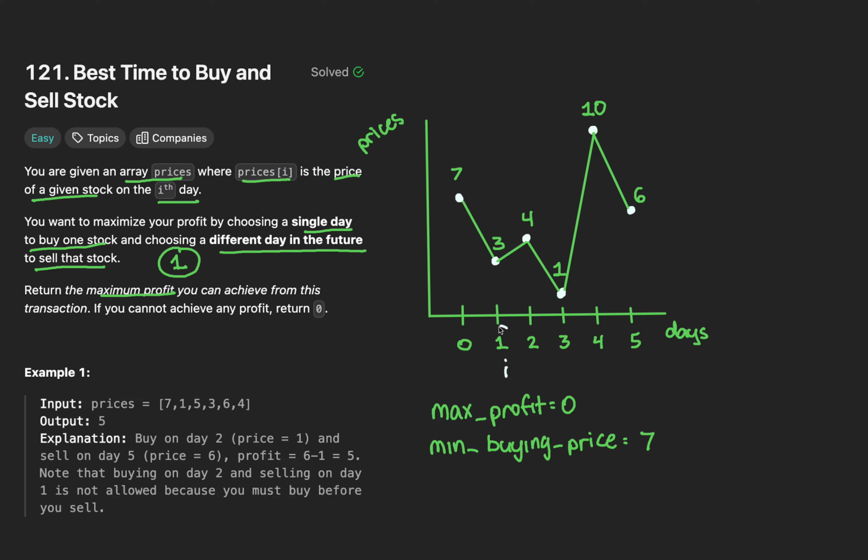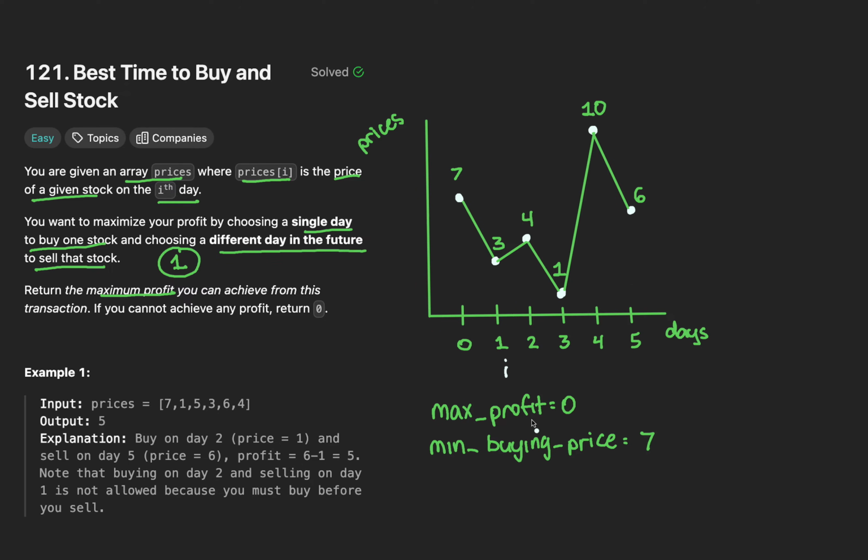Okay, so we're on day 1. We'll do two things. One, assume that we sold on this day. How much profit did we make? Well, if we had bought it for a minimum buying price of 7, as shown here, then doing the quick maths, we get -4. Comparing that to our break even of 0, -4 is terrible. We act like nothing happened and we do not update our max profit.